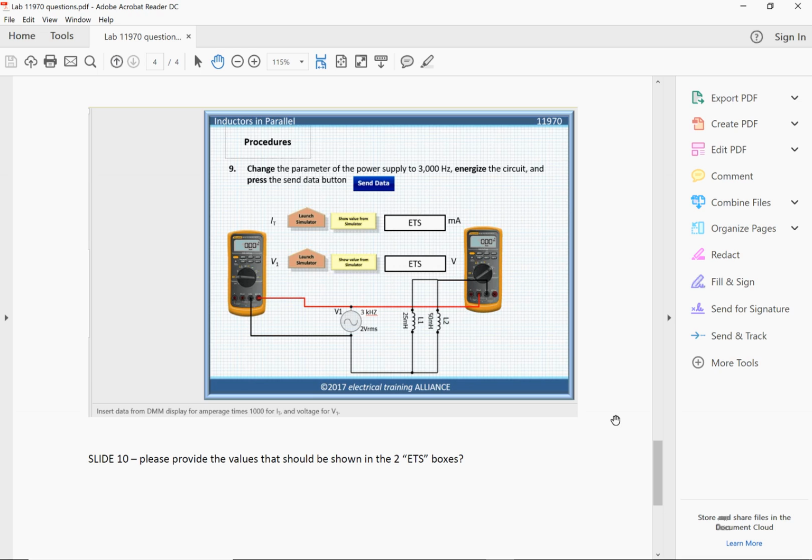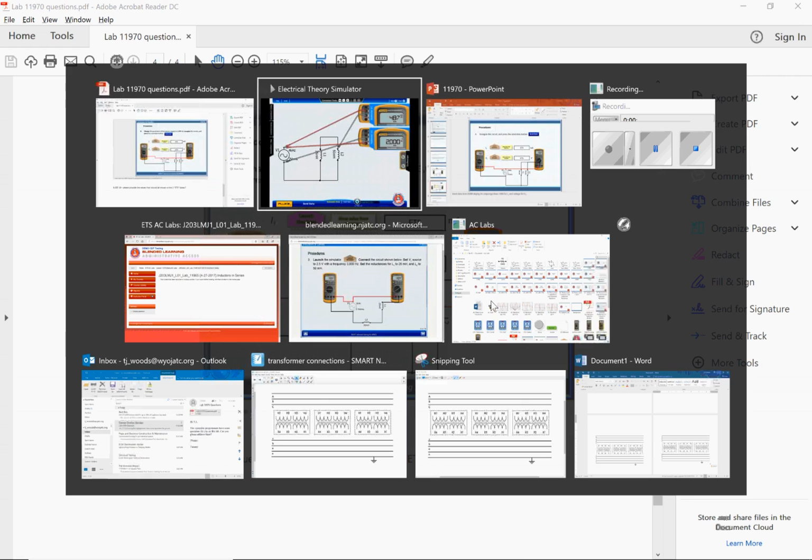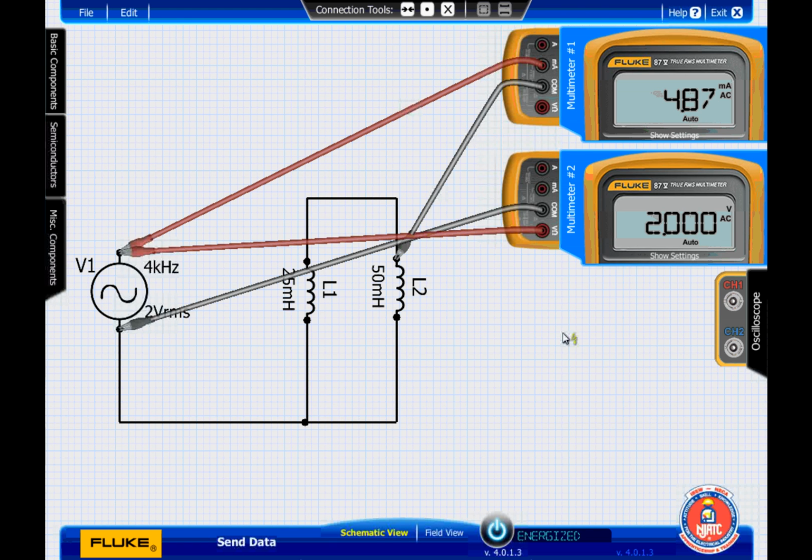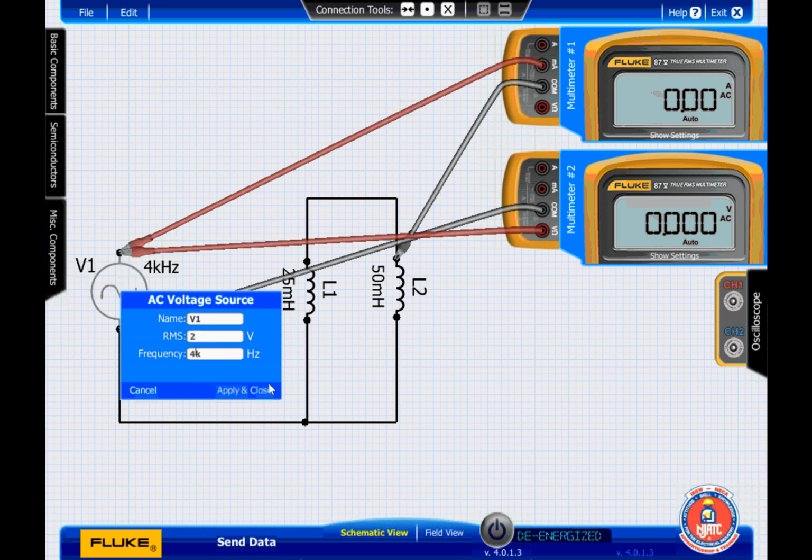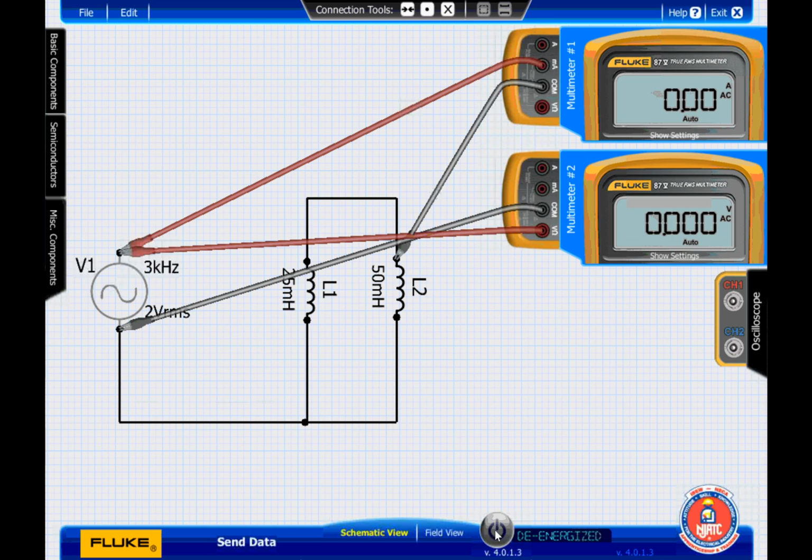Now, this time the parameter of the frequency is supposed to change down to 3000 hertz. With that higher frequency, the inductive reactance is higher, so we'll have a lower current. So if I de-energize the circuit, change those parameters to 3K, you'll now see that we have a lower inductive reactance and thereby a higher current flow. Now it's up to 6.642. It's finally settled down at.